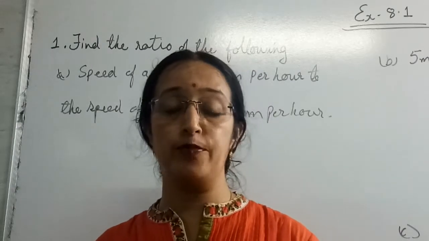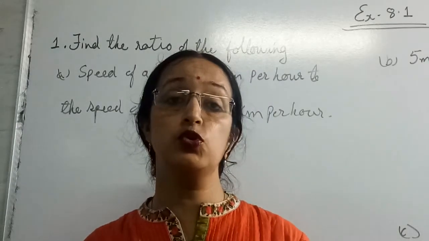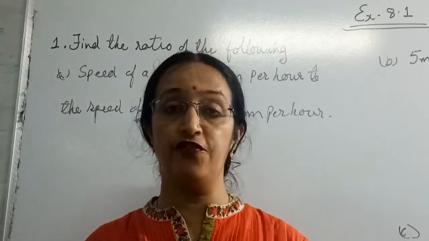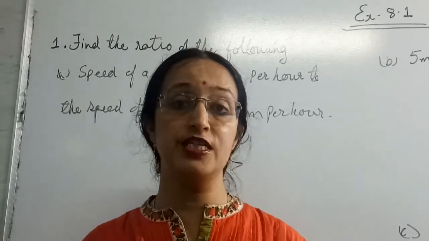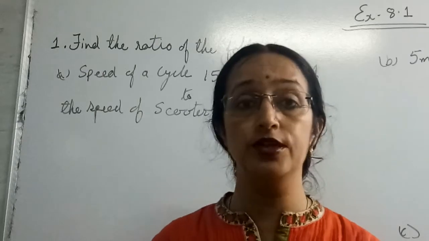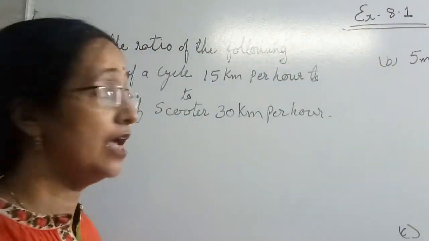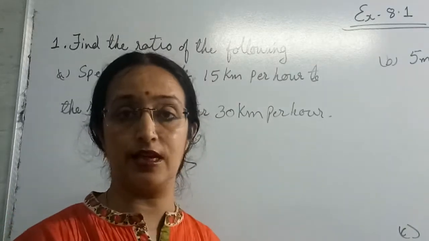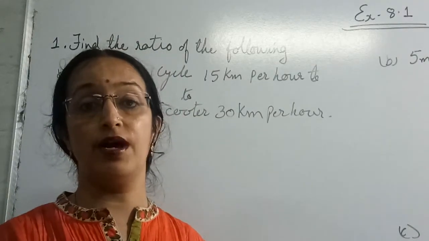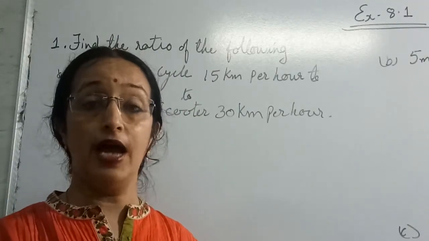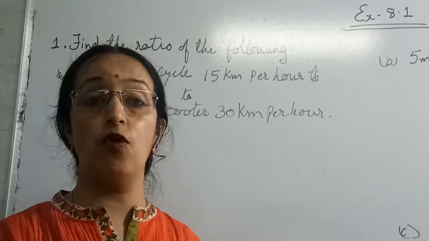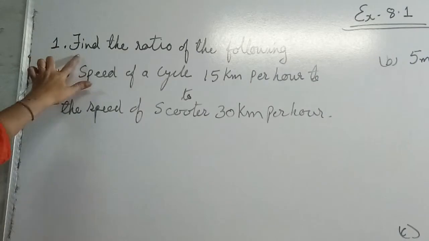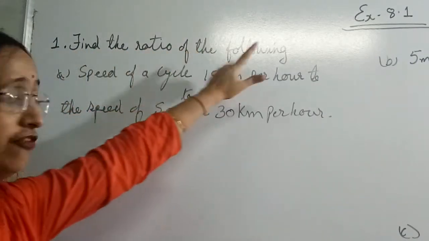So let us recapitulate. We know that ratios will not have any unit, because while finding the ratio of two quantities, the first step is to make the units the same so that they can be cancelled out, so that the final answer comes in the exact form of a ratio. Now see here, the question says: find the ratio of the following.